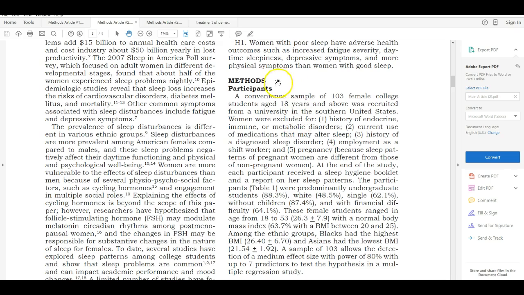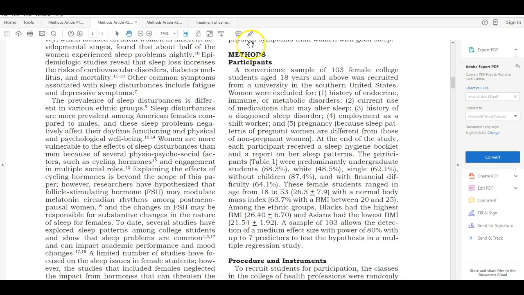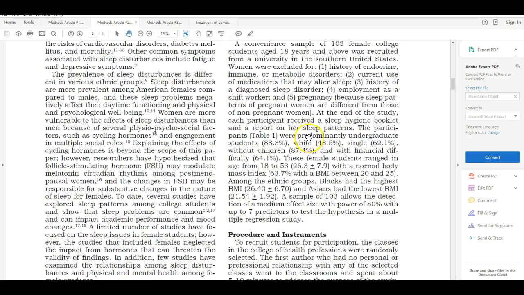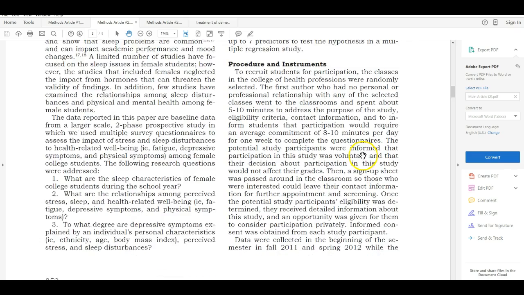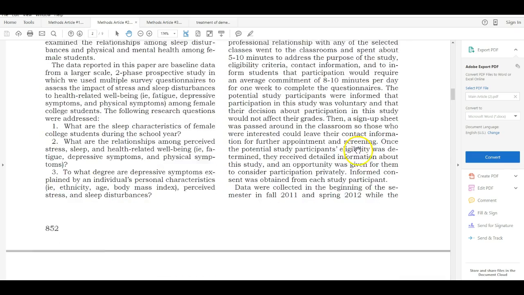And again, here we've got our methods. And so what I would do is I would begin by summarizing who the participants were. And then I would go on and try to summarize the procedures. And so this section here talks about the procedures.